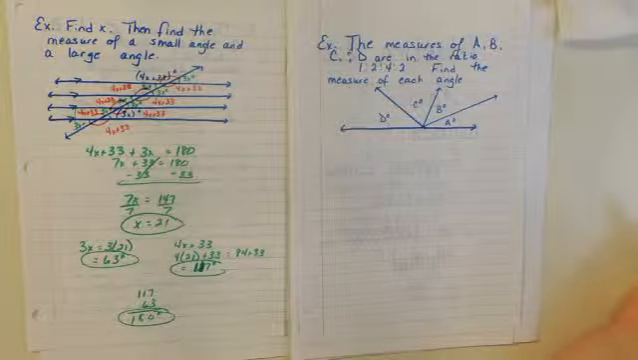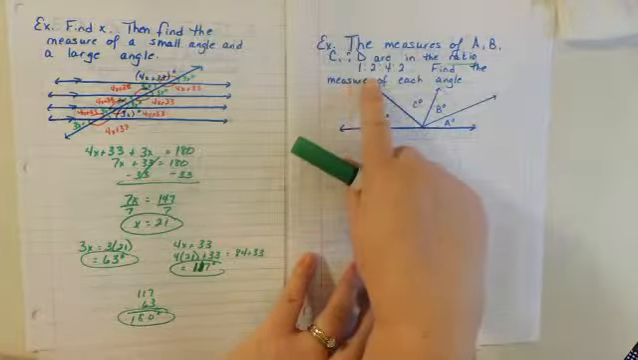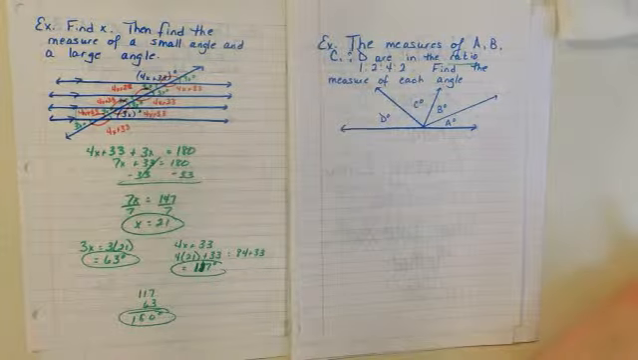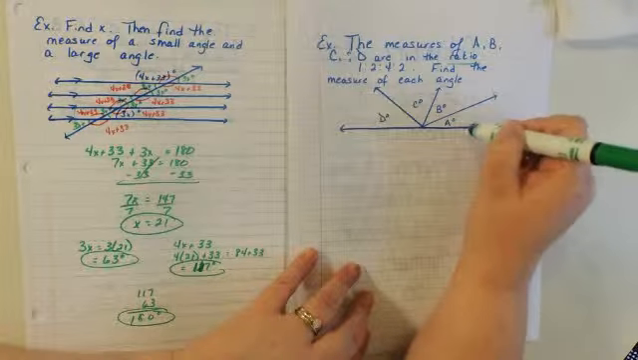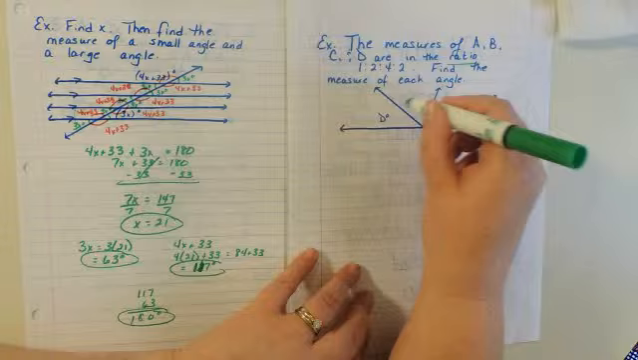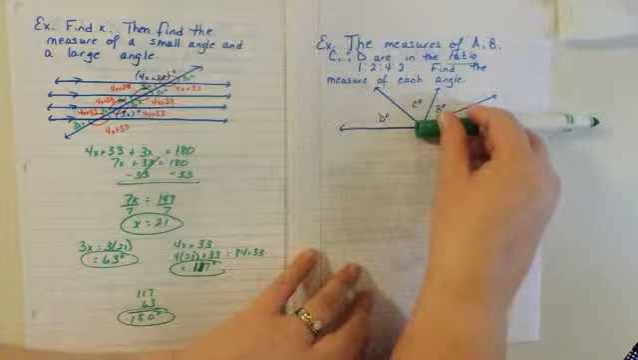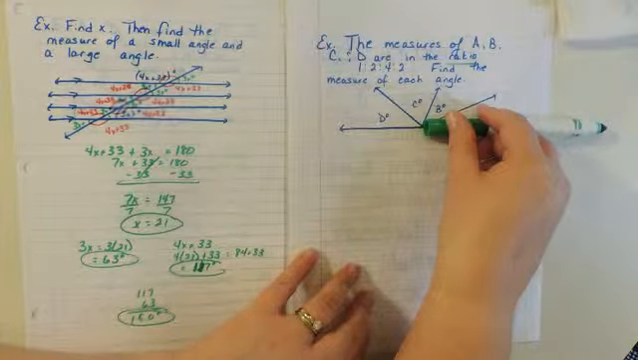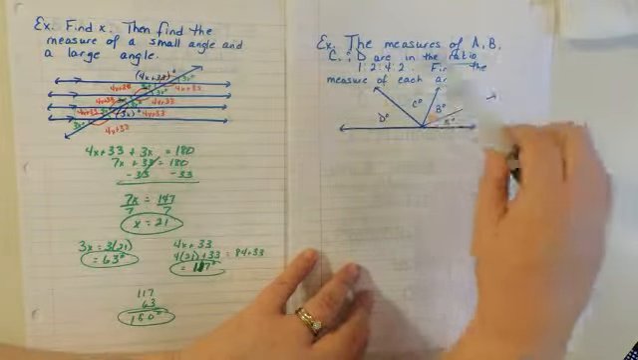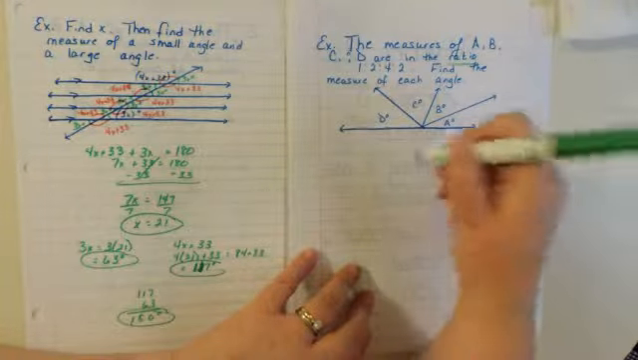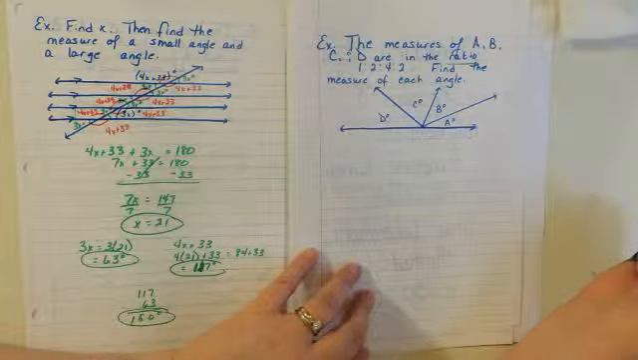The measures of angles A, B, C, and D are in the ratio of 1 to 2 to 4 to 2. Find the measure of each angle. Okay, so first of all, we can see that A plus B plus C plus D is going to equal 180 degrees, right? So we're starting from here. We're moving our terminal angle this way. And although we're stopping at all these places, we are going to end up at 180 degrees. It's a straight angle, so A plus B plus C plus D is 180 degrees.